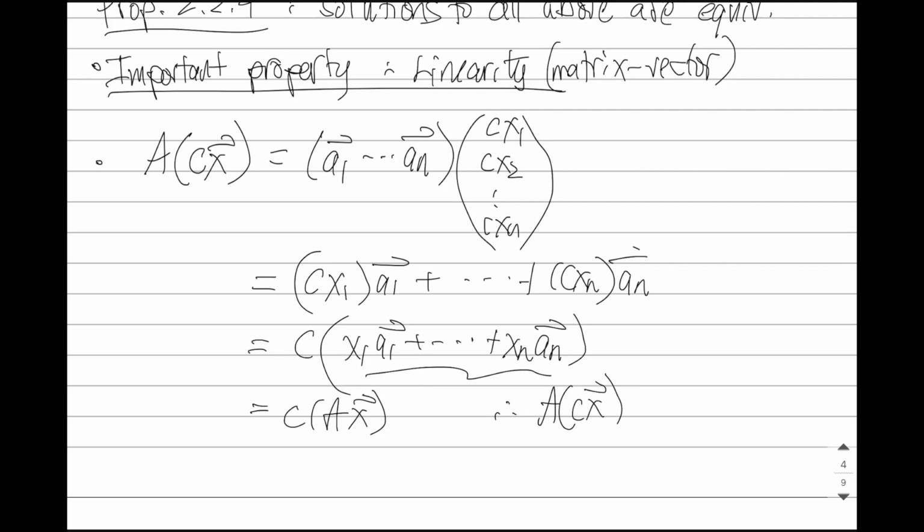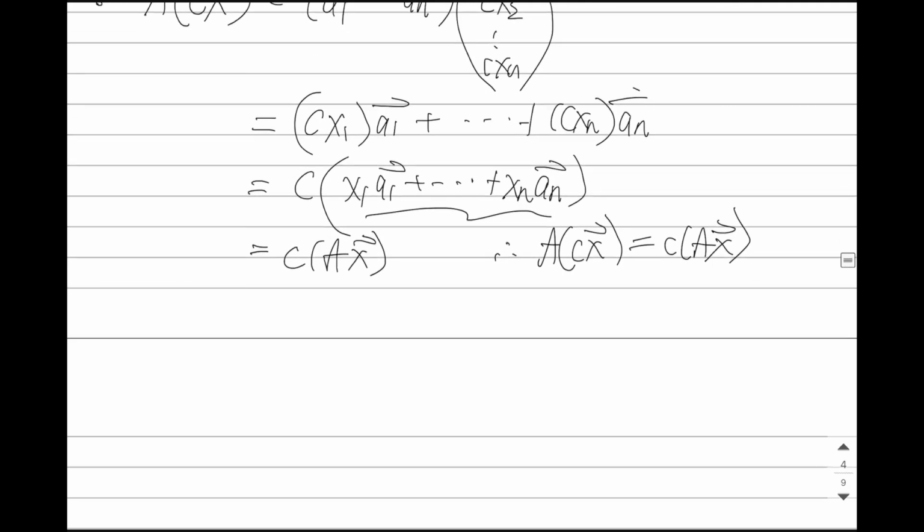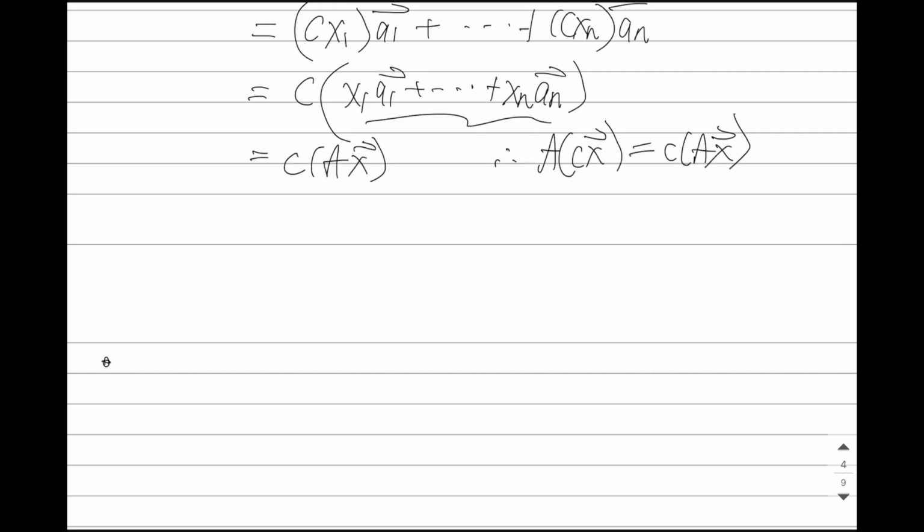And so just like in calculus, the derivative of a multiple is the multiple of the derivative. The matrix vector product of a multiple is the multiple of the matrix vector product. Now another version here, if you wanted to take a matrix times the sum of two vectors, your matrix is best thought of in terms of columns.